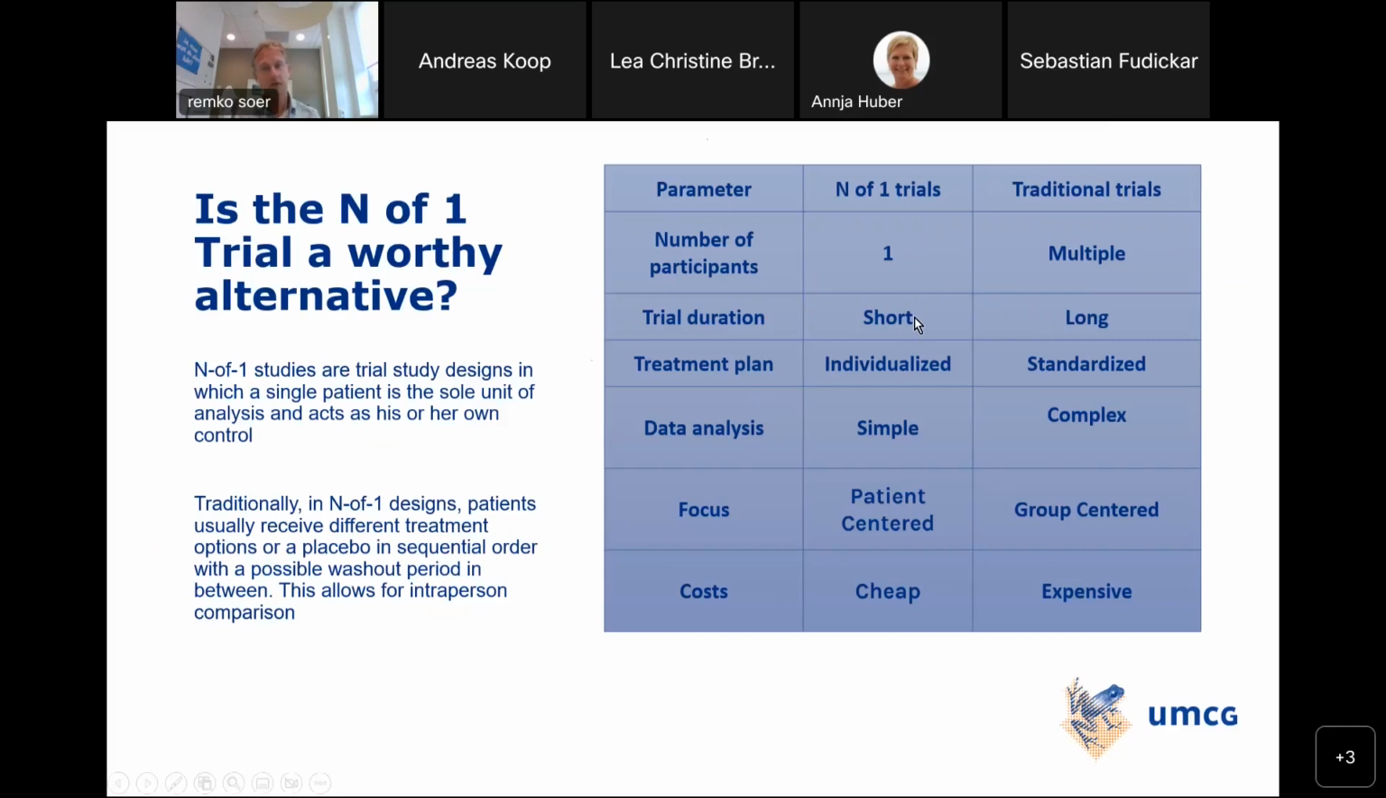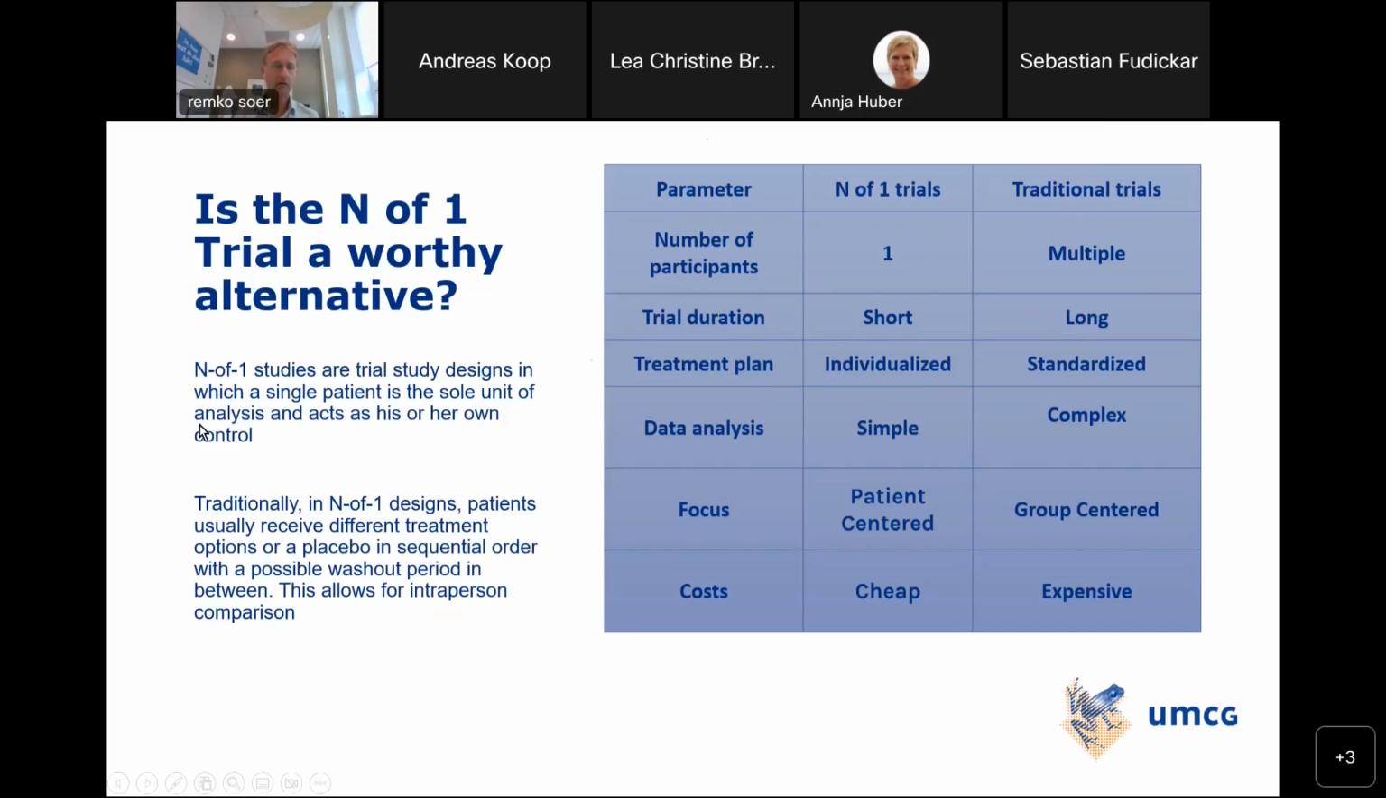The trial duration is very short. You'll have an individualized treatment plan. Data analysis is rather simple. It is patient-centered, and basically it's quite cheap. So a patient does not have to wait for the results for years, but you can just experiment with your own patient. And the N of 1 study is a trial.